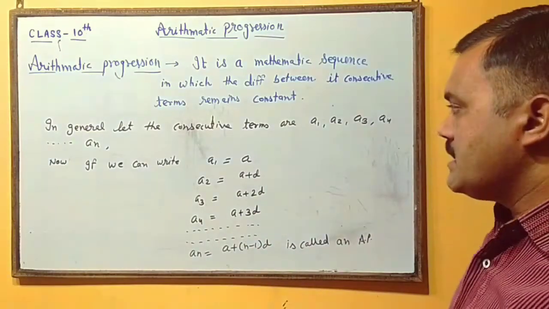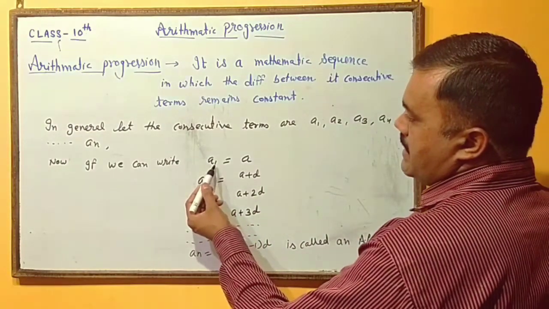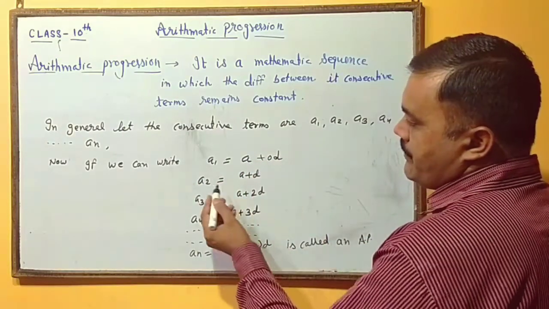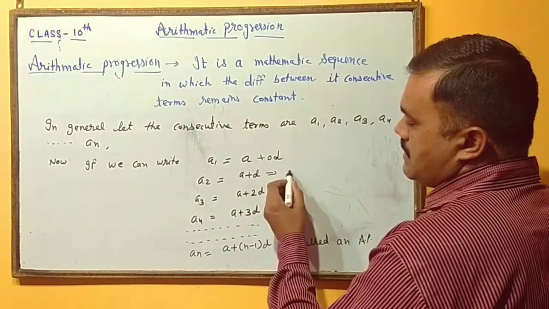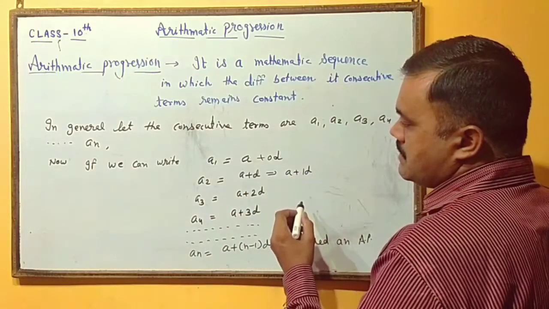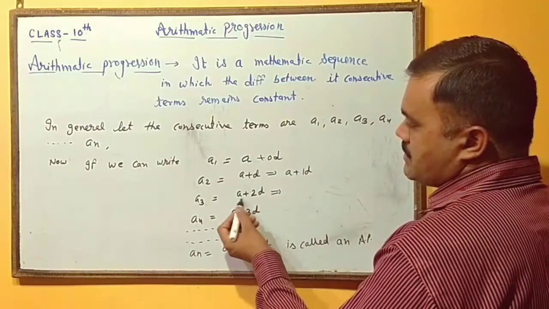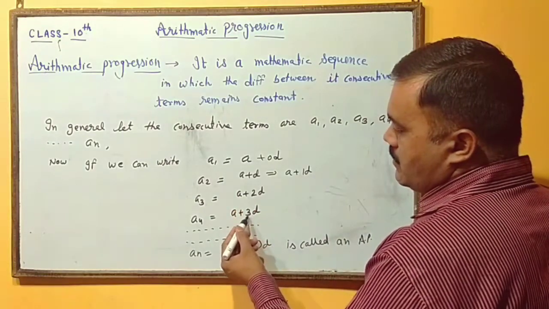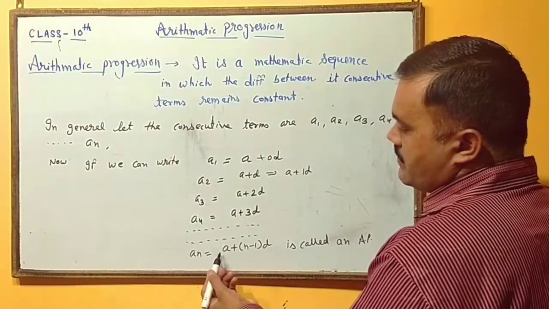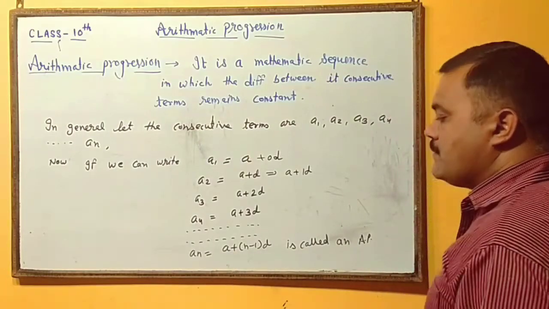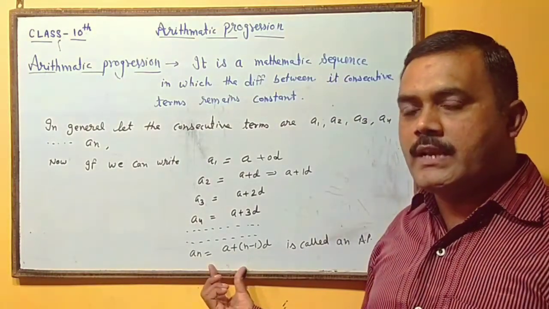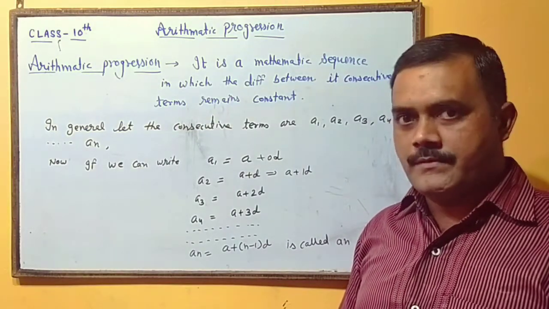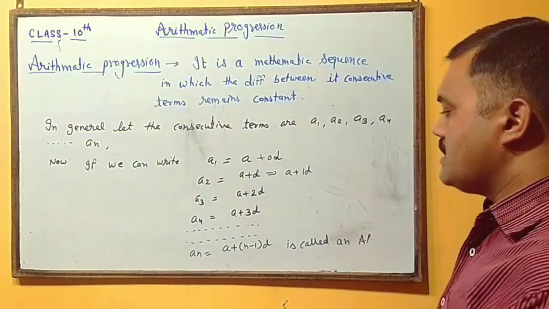So let us observe one thing. A1, term 1, basically this is 0D, no D is there. A2 is basically A plus 1D. A3 is basically A plus 2D and A4 is A plus 3D. So you can say the number of D is all the time 1 less than this. So the general term will be An equals A plus (n minus 1) into D. So this is known as the general term of an AP. Sometimes we can call it nth term, Tn term, whatever. So you should remember this is the general term of AP.